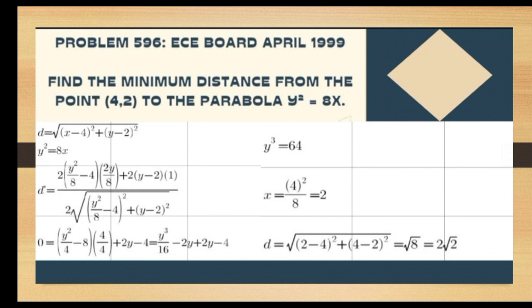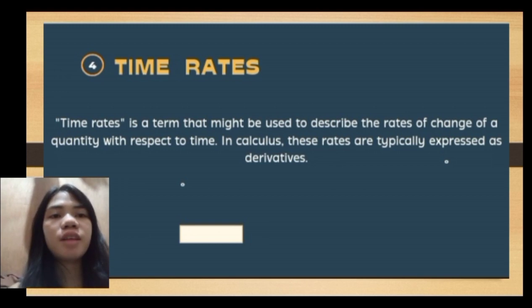So finally, we substitute the values x equals 2 and y equals 4 into equation 1 to calculate the minimum distance. So this equals the square root of (2 minus 4) squared plus (4 minus 2) squared, which equals the square root of 8, which equals 2 square root of 2. So therefore, the minimum distance between the point (x, y) and the point (4, 2) is 2 square root of 2 units. So the last is time rates.